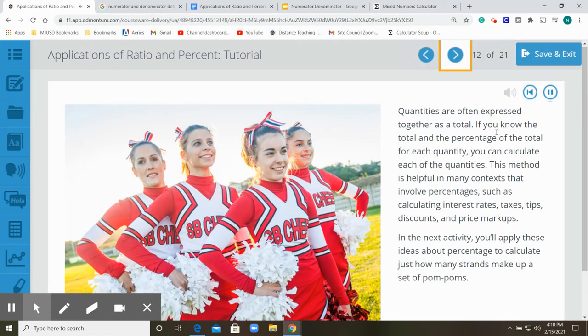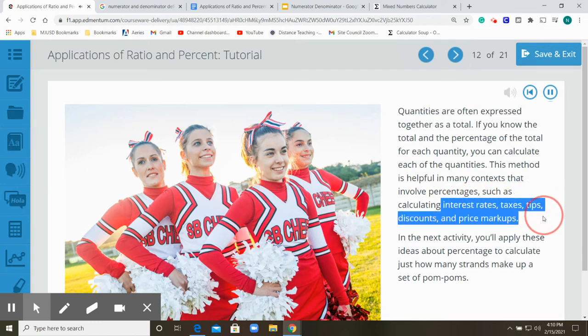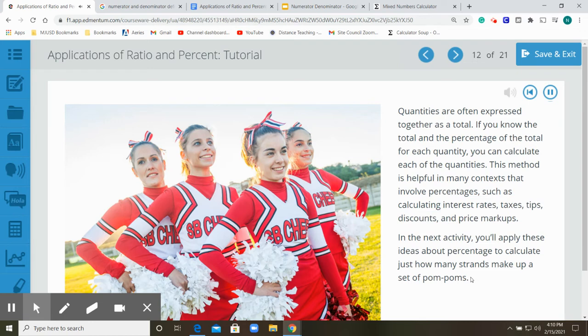Quantities are often expressed together as a total. If you know the total and the percentage of the total for each quantity, you can calculate each of the quantities. This method is helpful in many contexts that involve percentages, such as calculating interest rates, taxes, tips, discounts, and price markups. In the next activity, you'll apply these ideas about percentage to calculate just how many strands make up a set of pom-poms.